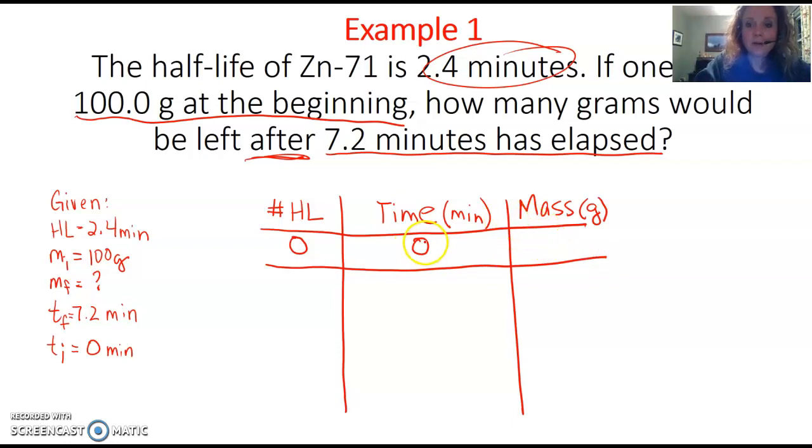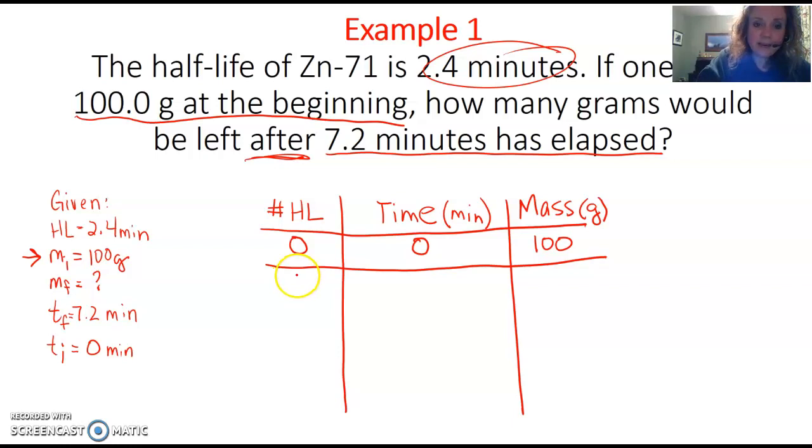So at time 0, we have to write our initial mass. Well, if we come back to our inventory, our initial mass was 100 grams. And I don't need to put the G here in the table because I already have it up here in the heading for this column. Okay, so we are going to do some simple calculations until we reach 7.2 minutes.